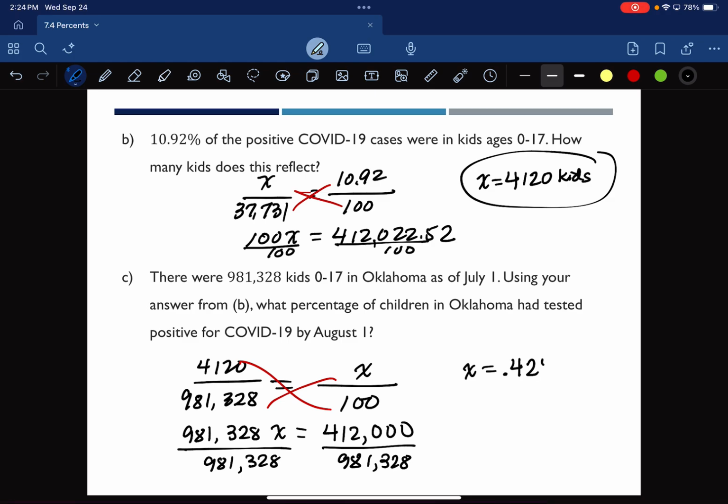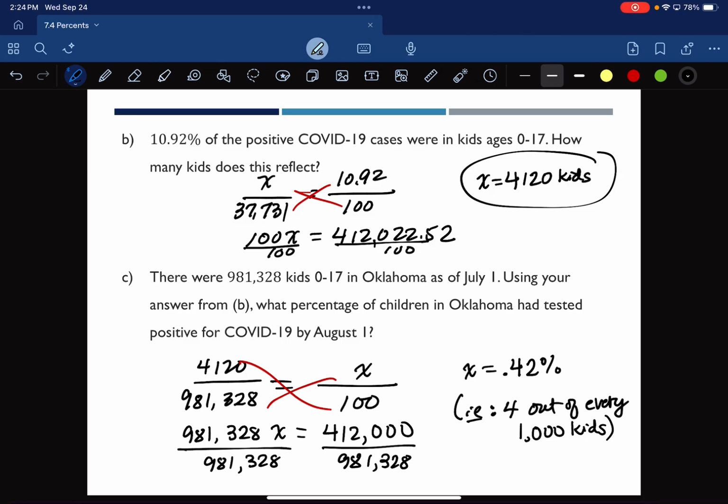0.42. It's 0.42%. It's less than the number before, which was almost 1%, right? It was 0.95. This is 0.42%. And if you want to have some sort of perspective of what that's saying, this is saying that it's 4 out of every 1,000 kids.